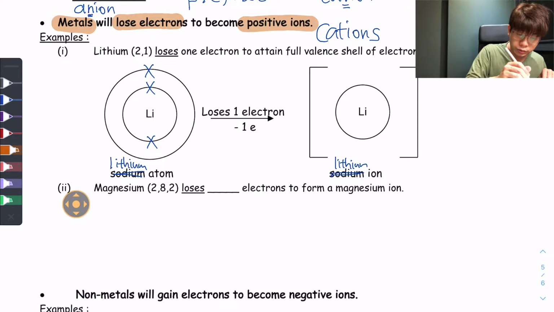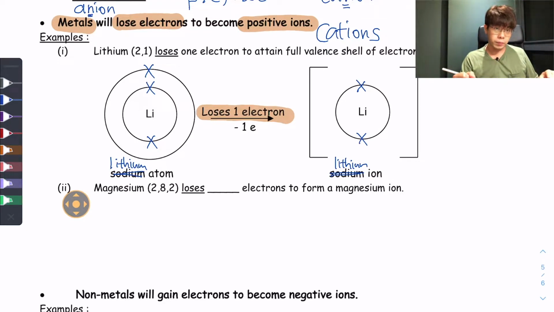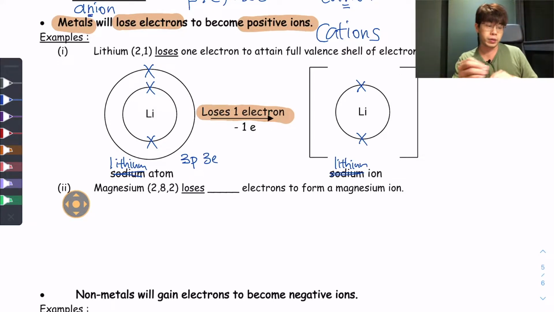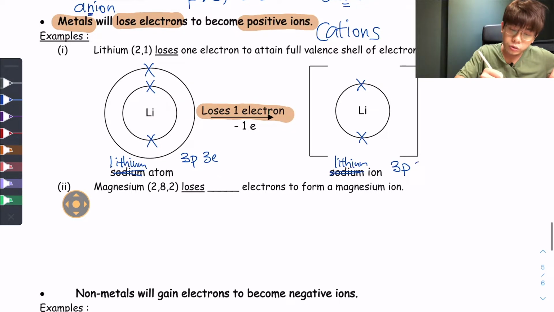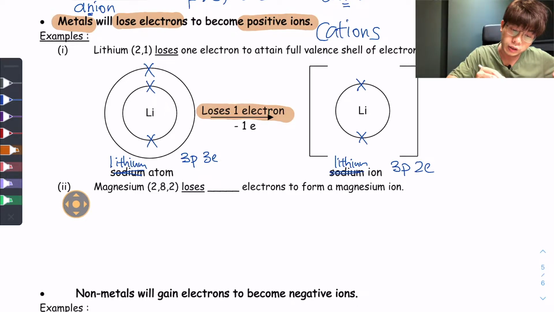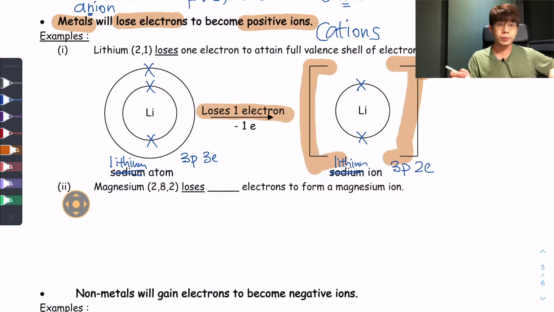So lithium forms a full valence shell by losing 1 electron, and when it loses 1 electron, it has 2 electrons left. Lithium used to have 3 protons and 3 electrons. Now the lithium ion still has 3 protons, but it only has 2 electrons. There is 1 more proton than electron, so the overall charge for lithium is positive. Remember, it is very important to put these square brackets over here to signify that this is an ion.